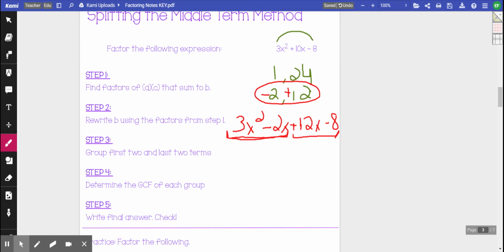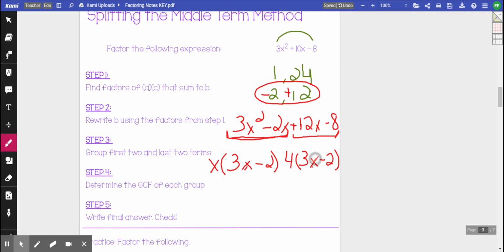From here, you're looking for the GCF. So the greatest common factor between 3x squared and minus 2x is just an x. When you factor that out, you're going to be left with 3x and then minus 2. When I look for the GCF in the second set, I'm looking at a 4. And when I factor the 4 out, I get 3x and minus 2.